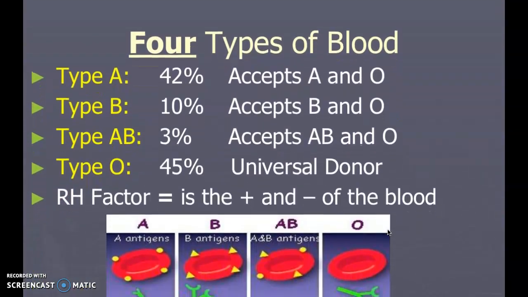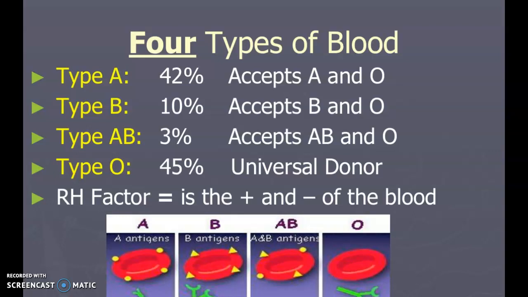Now, you guys have all heard us talk about blood types before. You can be one of 4 blood types: type A, B, AB, or O. The majority of people are type O, but then the second most common blood type is type A.